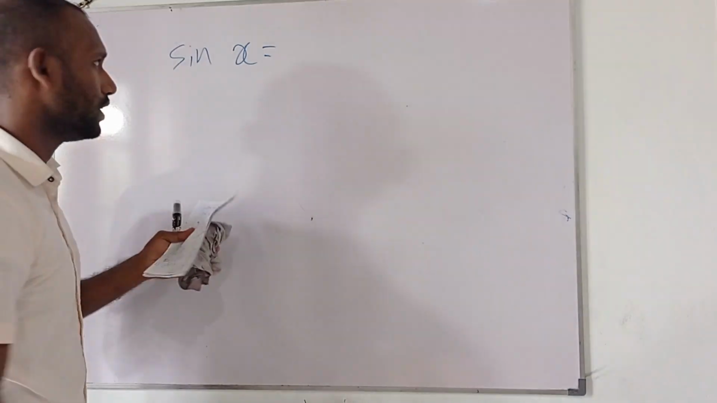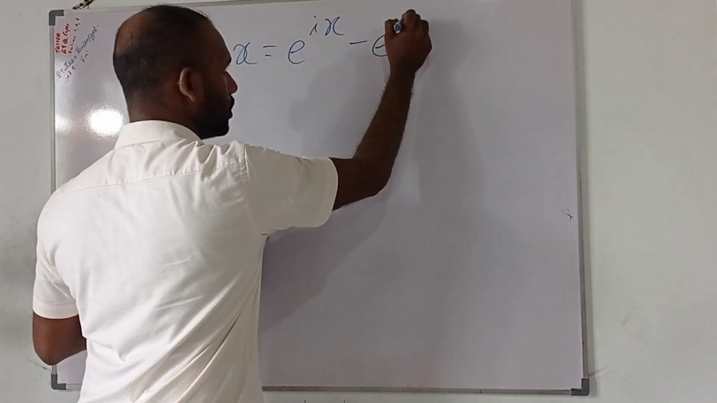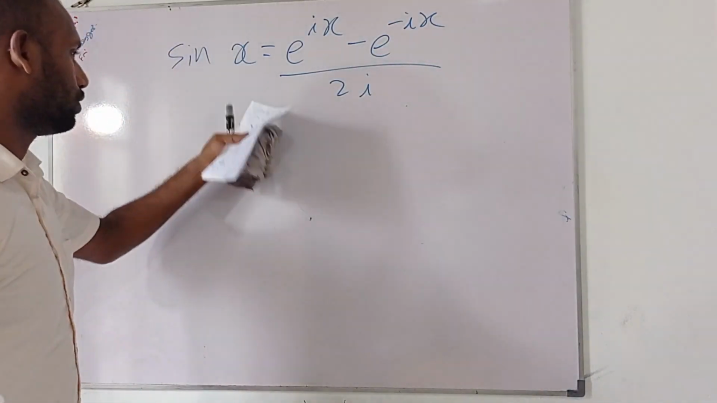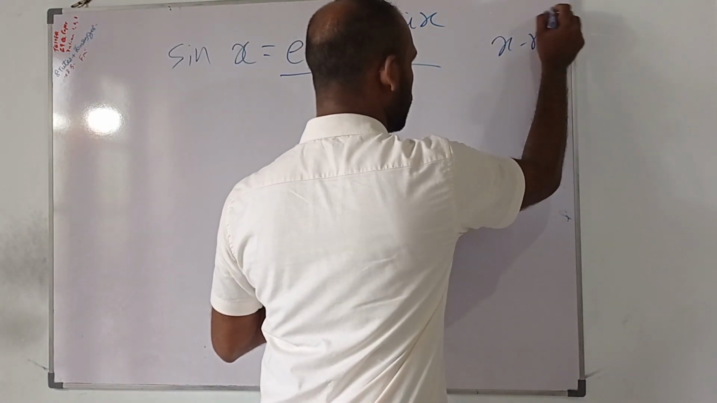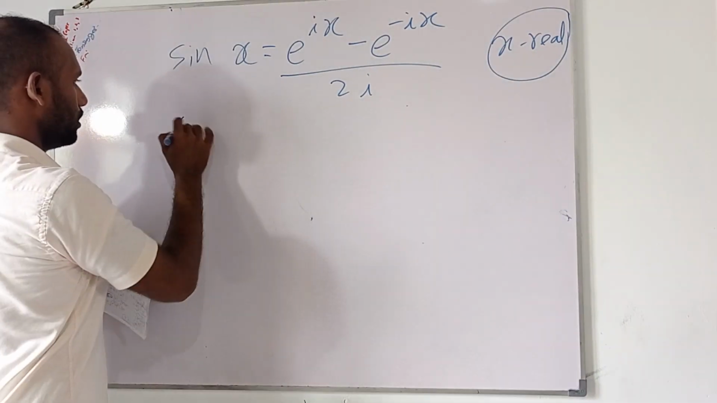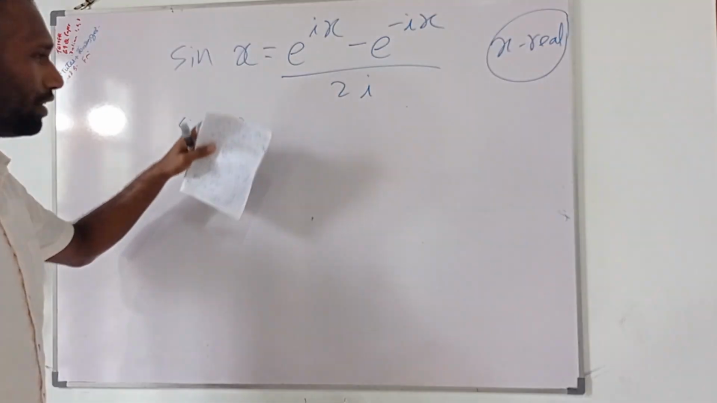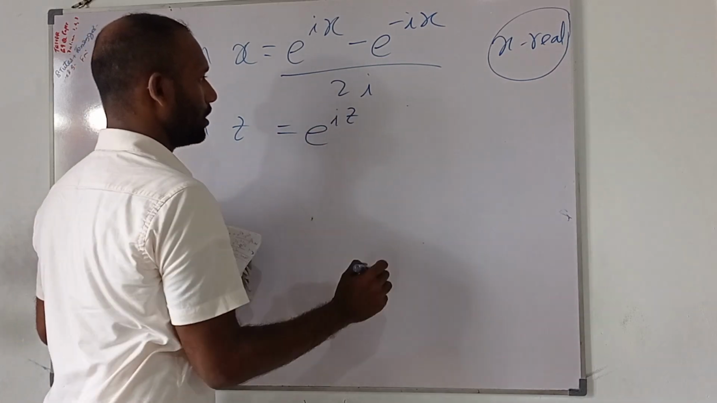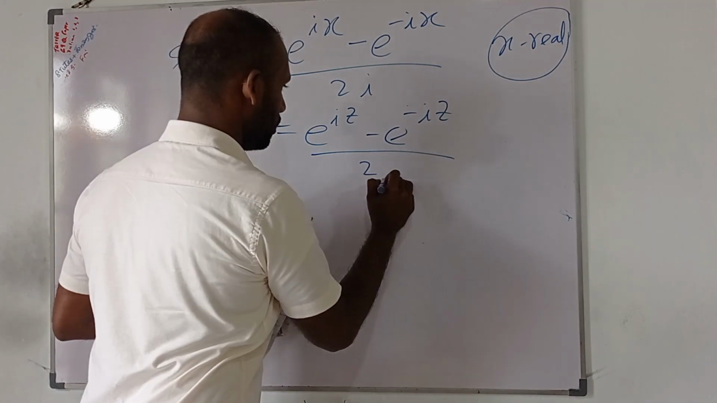So sin x equals e to the power ix minus e to the power minus ix over 2i, where x is a real number. So similarly, when z is any complex number, we can write sin z as e to the power iz minus e to the power minus iz over 2i.